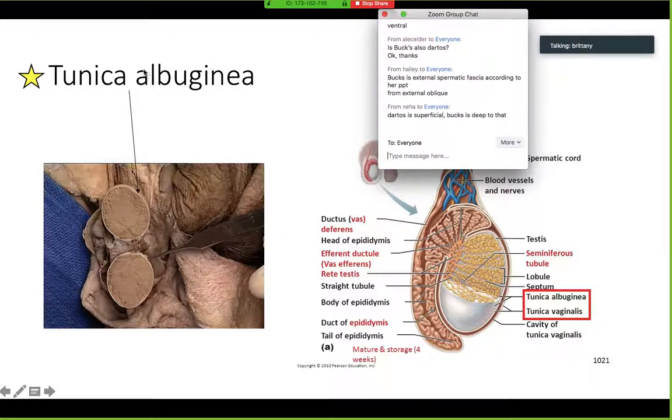Okay, so they did tag this. They did exactly what was shown in this picture here and tagged the tunica albuginea. Your tunica albuginea is going to be deeper to the tunica vaginalis. All right, so that's really the most important thing here.